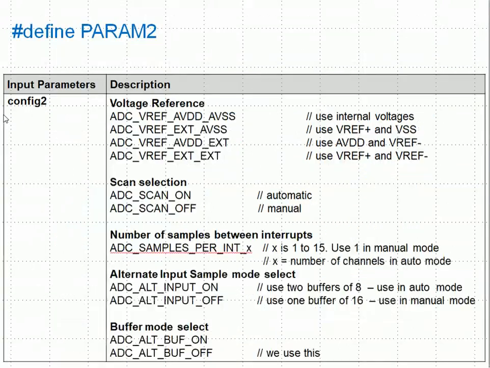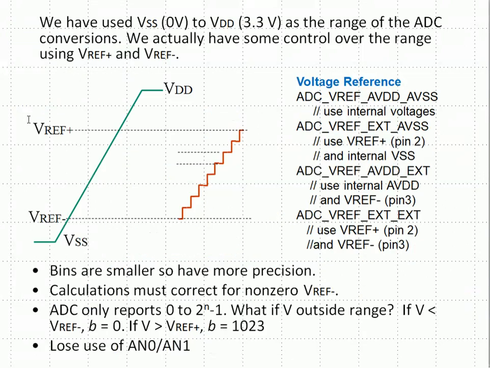So the first setup back here, the voltage reference, again refers to all the possible settings here. Right? So if we want to use VDD as our reference setting or VSS, or some voltages in between, there are different settings we can have. Okay? Remember, if you've used a VREF+ and a VREF-, right, 0 refers to VREF- and 1023 is VREF+. Any voltages outside that are either 0 or 1023. And when you're using the reference voltages, you don't get to use AN0 or AN1.